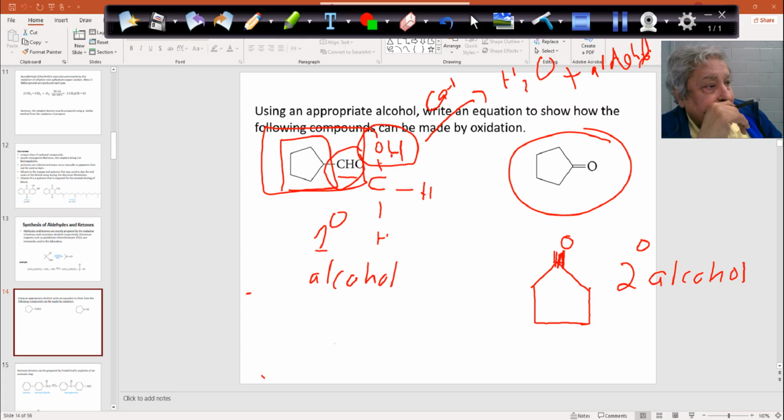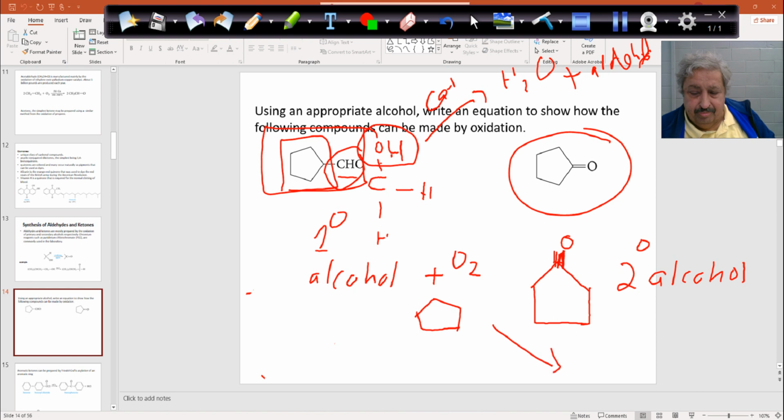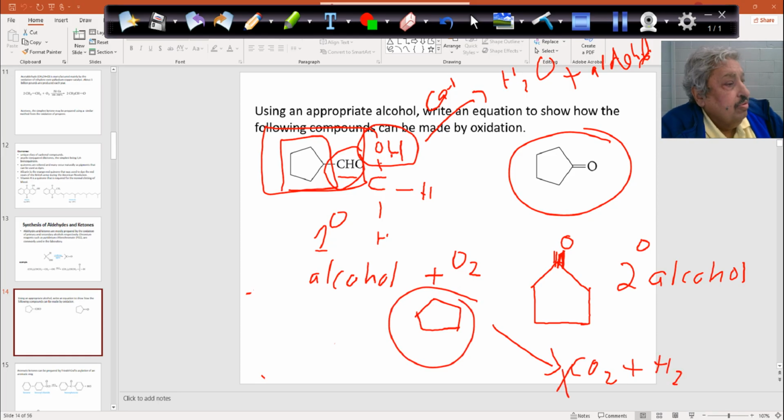Can I oxidize it directly? What will happen if I take this one here and let it react with pure oxygen? What will happen? No, I'll break the cyclic ring. So it will be CO2 plus H2O, whatever the number of carbons you have here, 5. So you can balance the equation. So I'm breaking it if I use that.